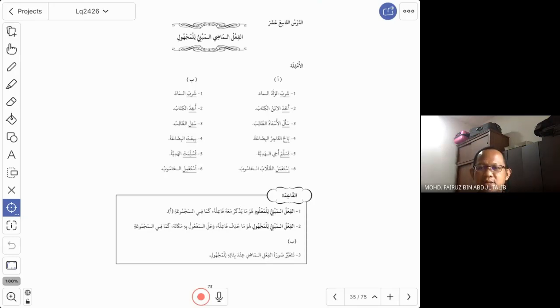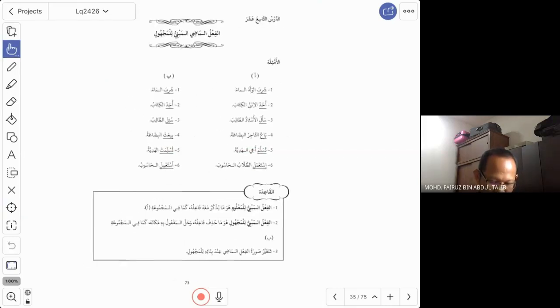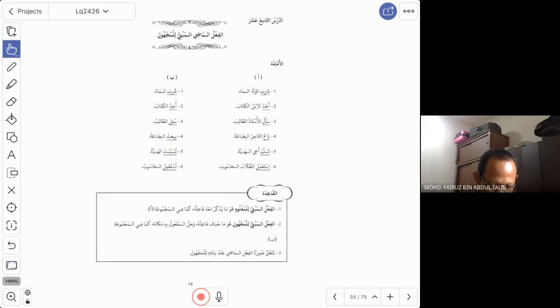In Nahu, we are concerned with the sentence, but Sarf is only about how to read the word and how to form a word. So in this lesson, it is only about words, not sentences. But it is related to another Nahu topic that we will see later, inshallah. So today we look at this.